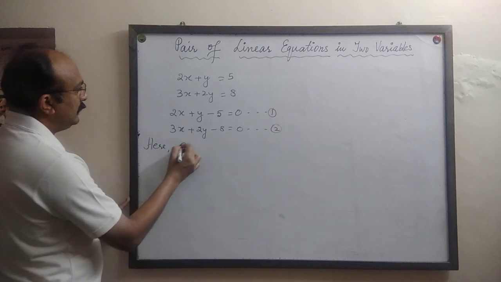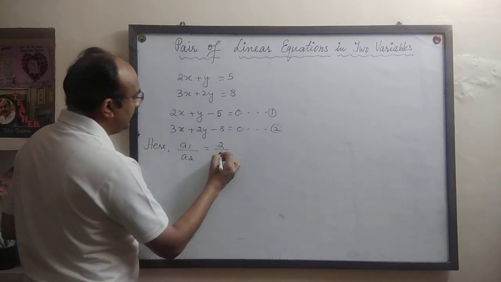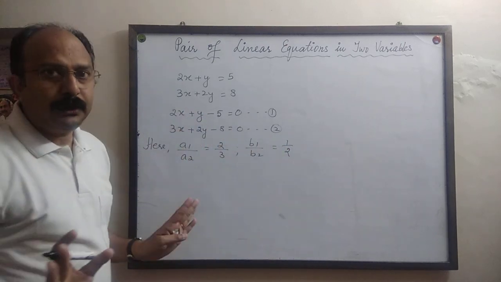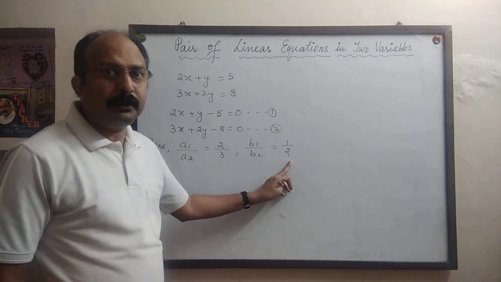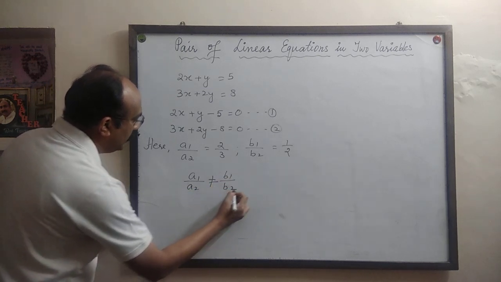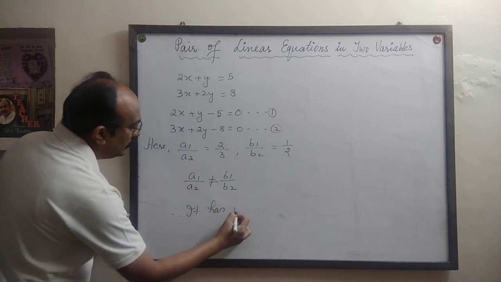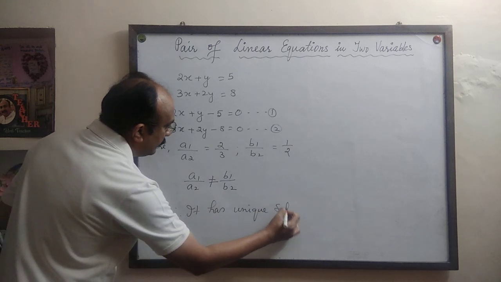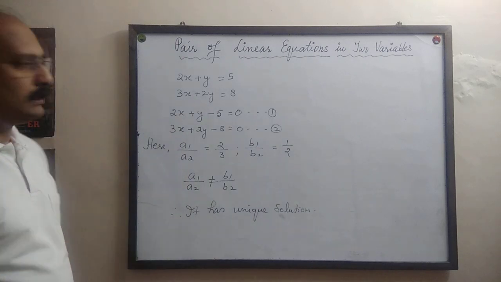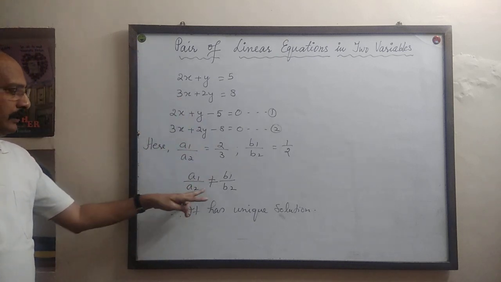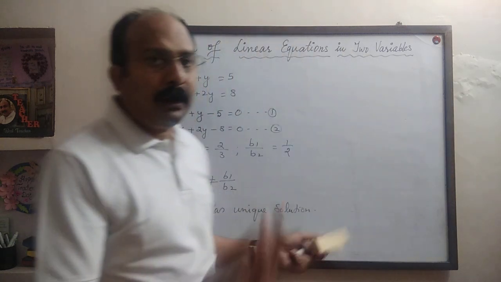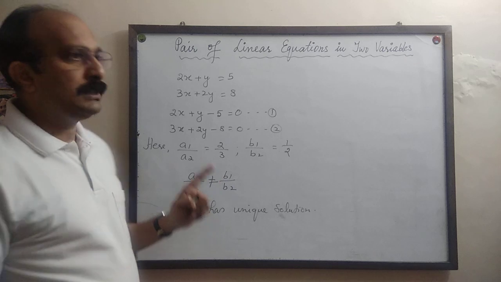Now we will check it first. Here, a1 upon a2 equal to 2 upon 3. b1 upon b2 equal to 1 upon 2. No need to continue now because we got a1 upon a2 is not equal to b1 upon b2. Therefore, it has a unique solution. If it has a unique solution, we have to solve it by cross multiplication method. So, the first part is checking. And wherever you get a1 upon a2 not equal to b1 upon b2, the system has a unique solution. In case there is a unique solution, we have to solve it further. Now I am going to solve it by cross multiplication method.